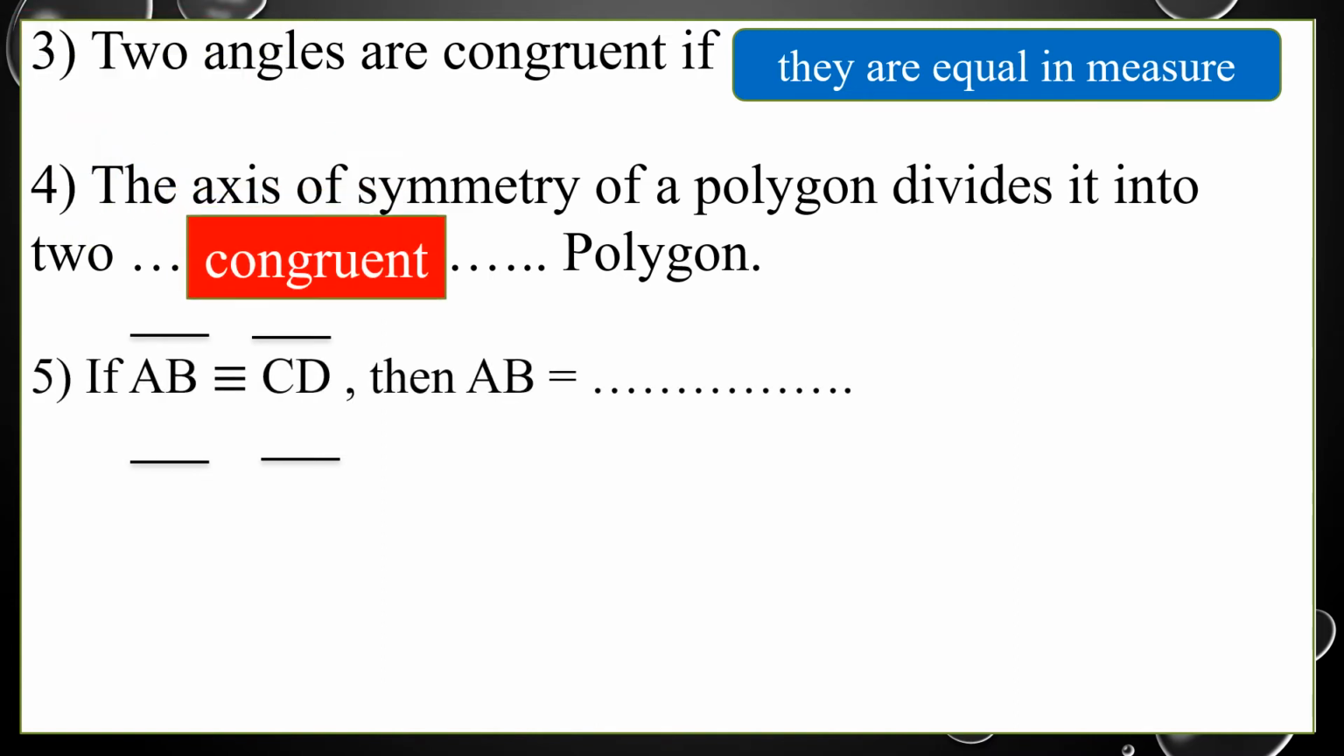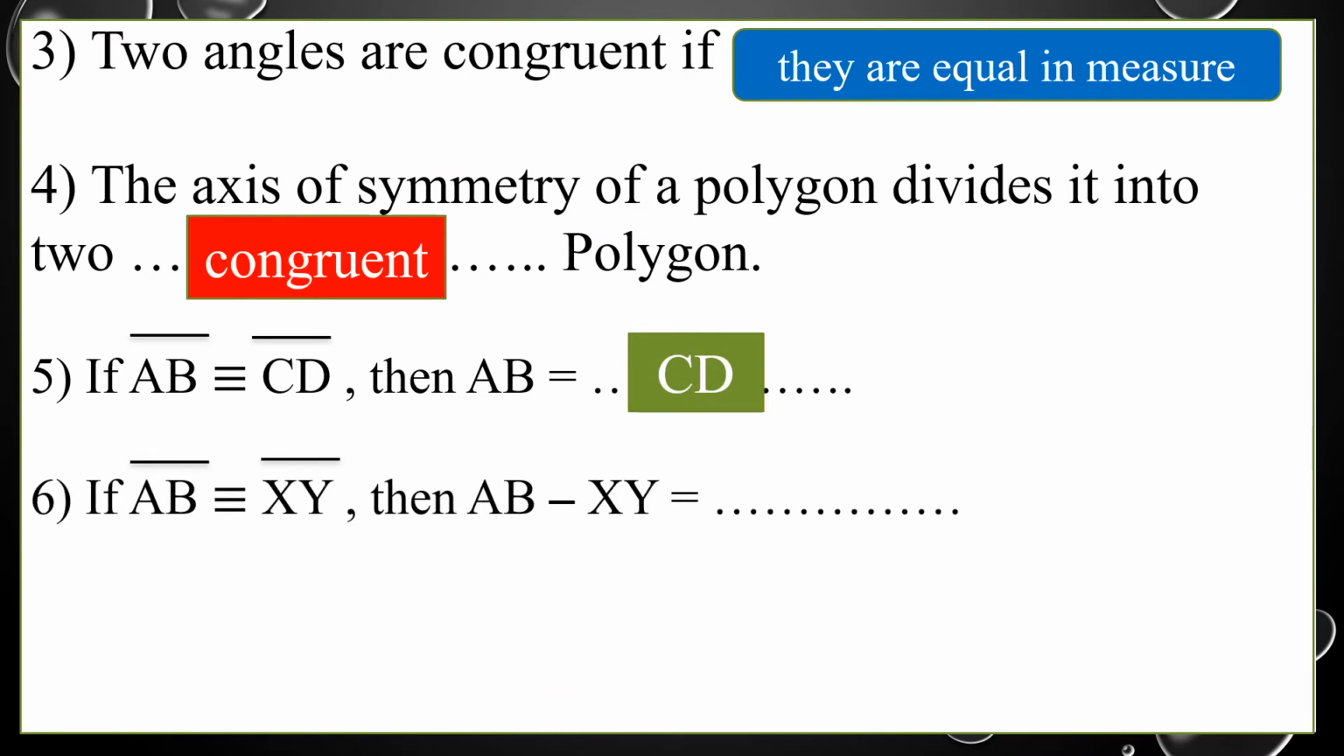If AB is congruent to CD, then AB equals CD. If AB is congruent to XY, then AB minus XY equals what? Here, if the two line segments are congruent, then they are equal in length. So AB minus XY, where AB is a line segment and XY is a line segment equal in length, the difference between them will be 0.